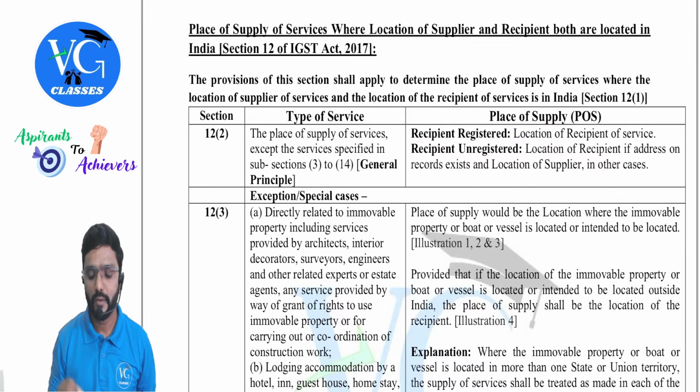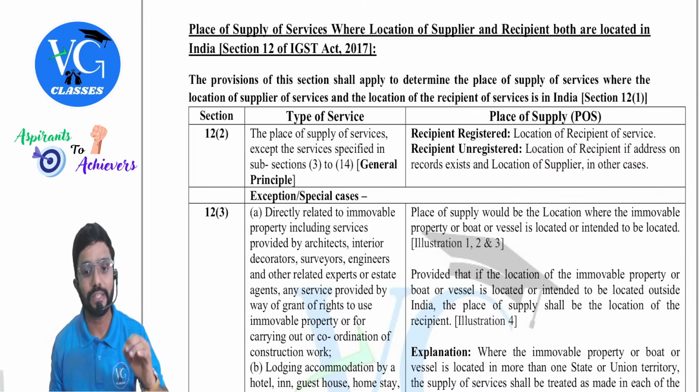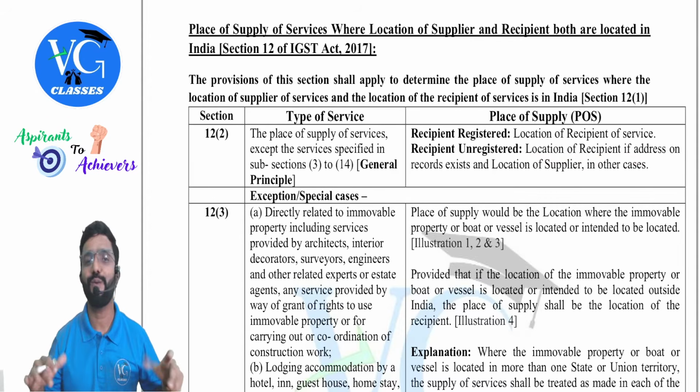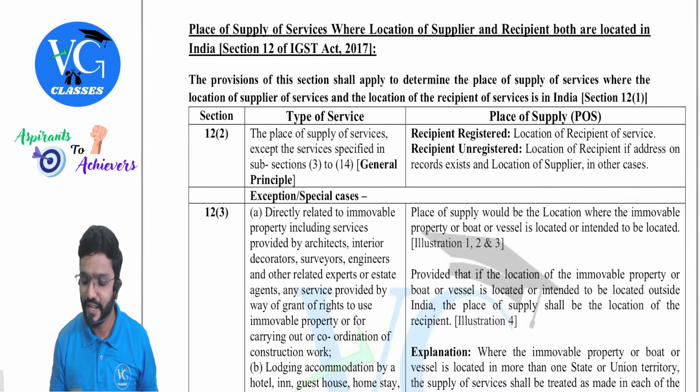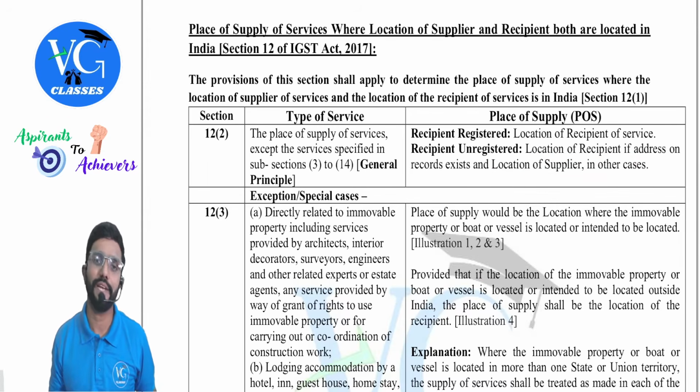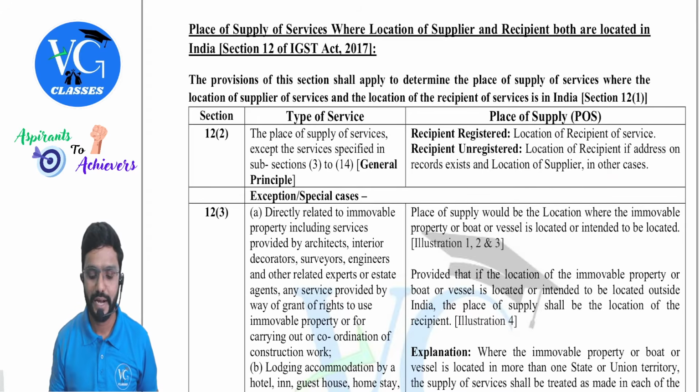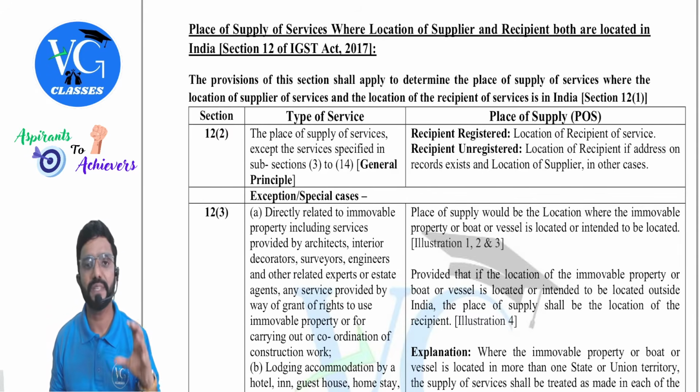Sir, what if recipient is unregistered? That is B2C supply. Then location of recipient if address on record exists. Sir, what if address doesn't exist? Then location of supplier would be the place of supply. Clear, guys? So this is the general principle as per Section 12 subsection 2.